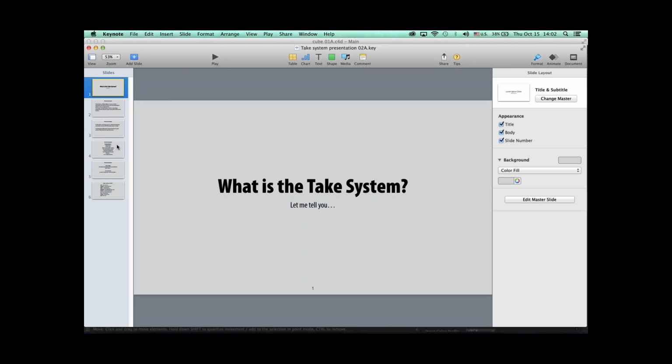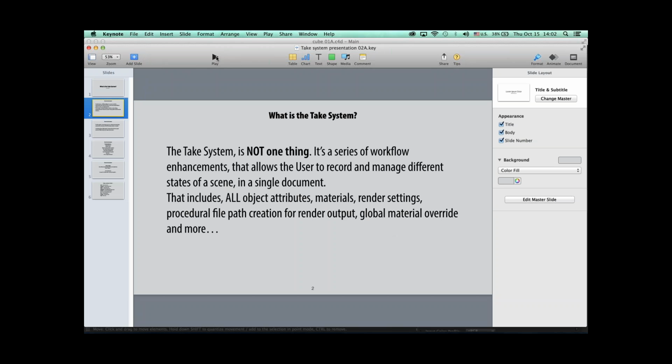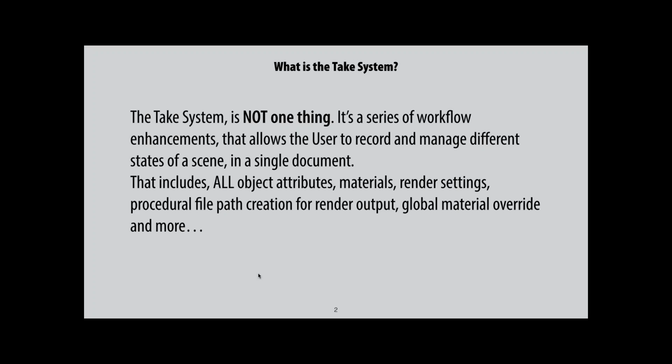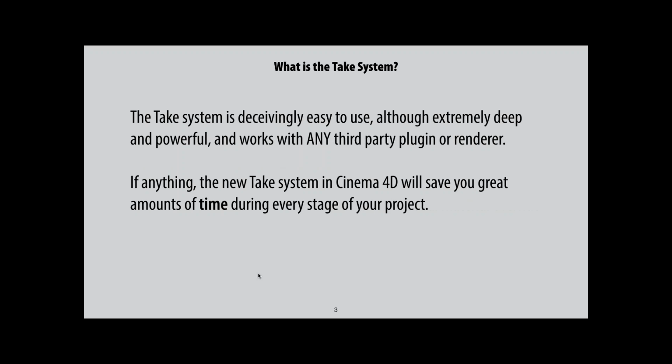So I'm going to give you a quick overview of how I can actually do this. The take system is not one thing. It's a series of workflow enhancements that allow users to record and manage different states of a scene in a single document. That includes all object attributes, materials, render settings, procedural file path creation for render output, global material override, and more. Now, if anything I say here sounds a bit odd, I will show all these things, so do not worry about it.